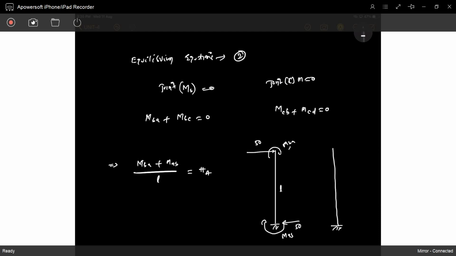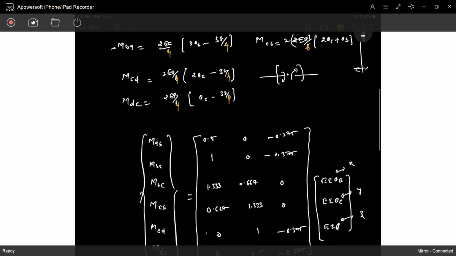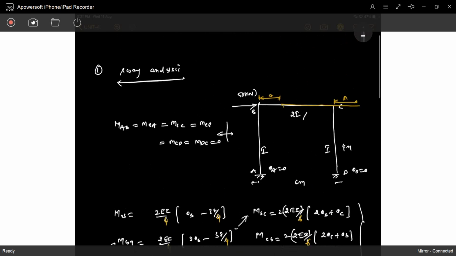This is A, this is B, this is C, this is D. But one thing you have to observe. Sir, in this also we have to apply 50 or not? In this also you can write 50. If you observe, the total horizontal force is 50 plus 50, 100. But it has only 50. So how can you write an equilibrium equation?